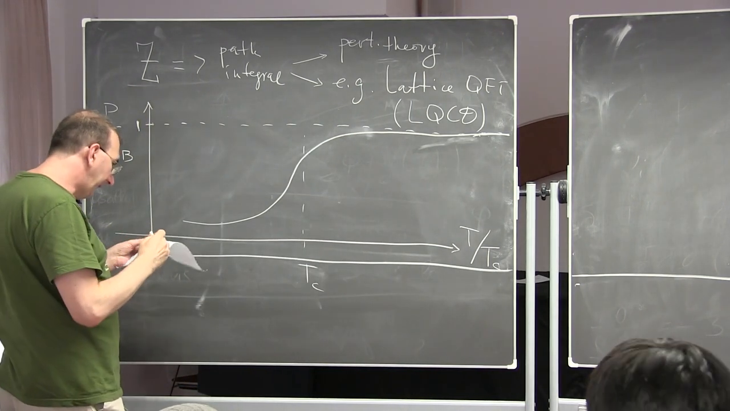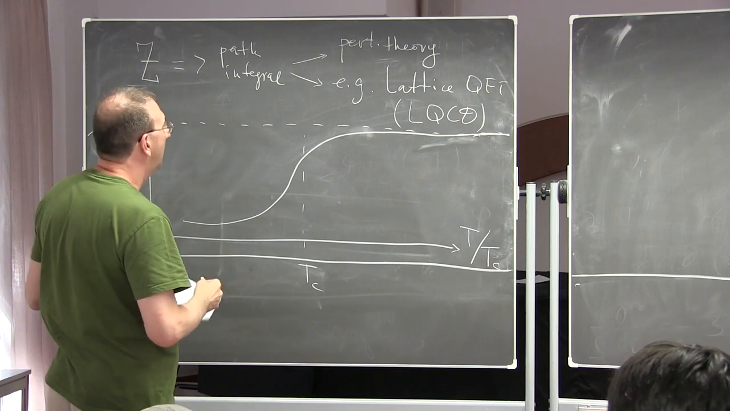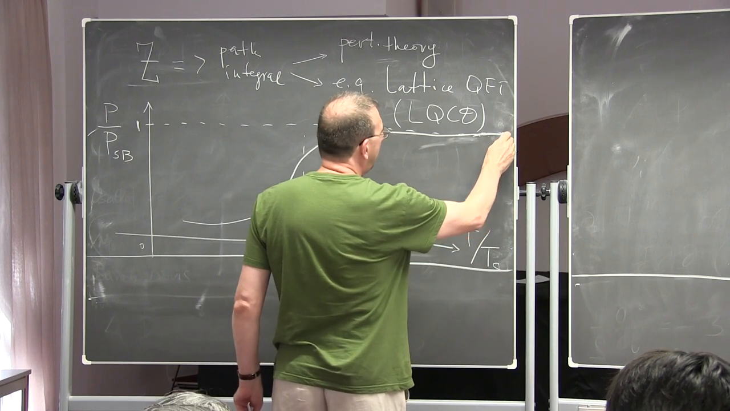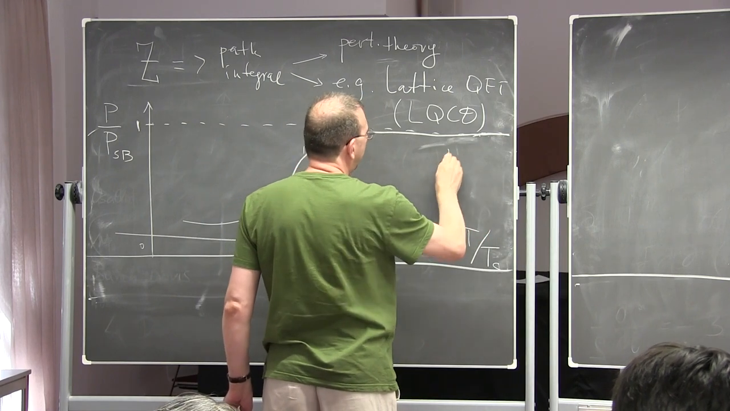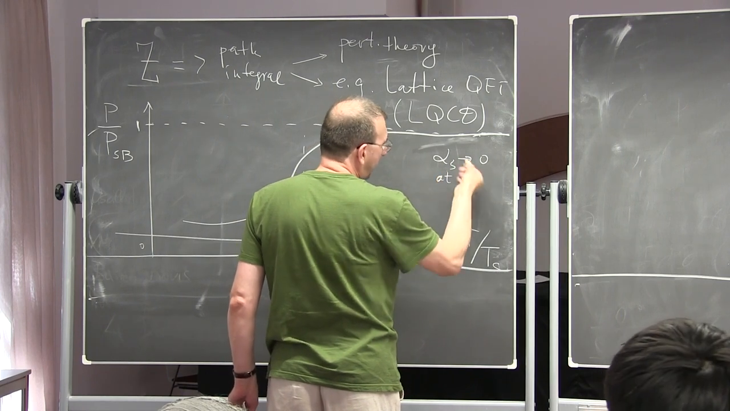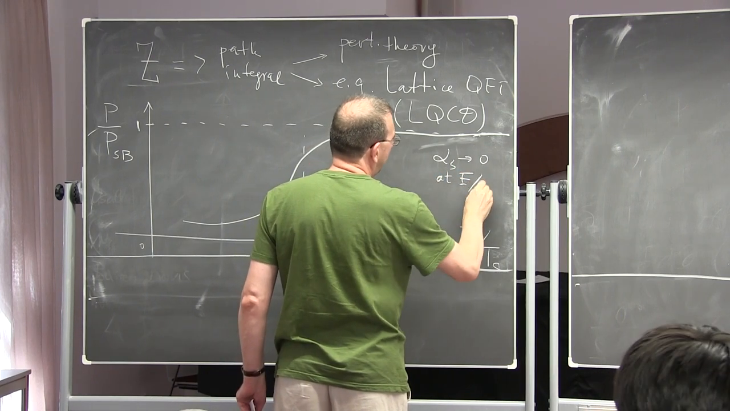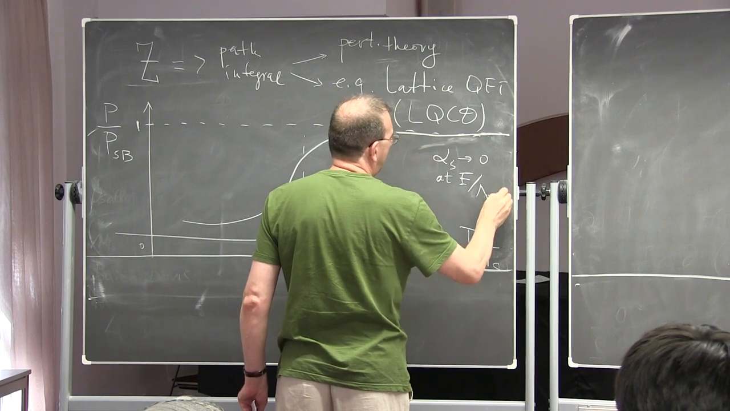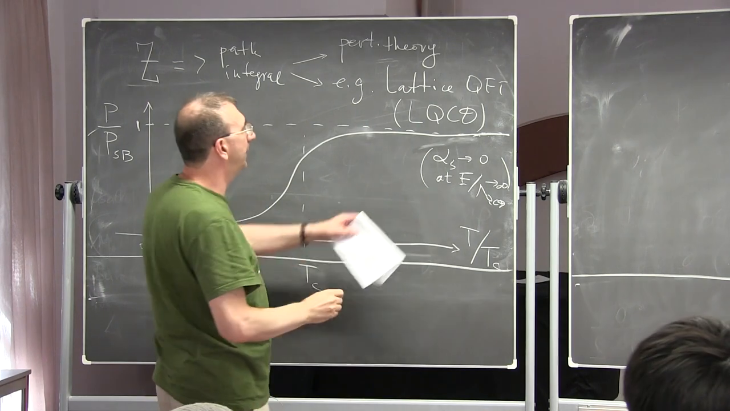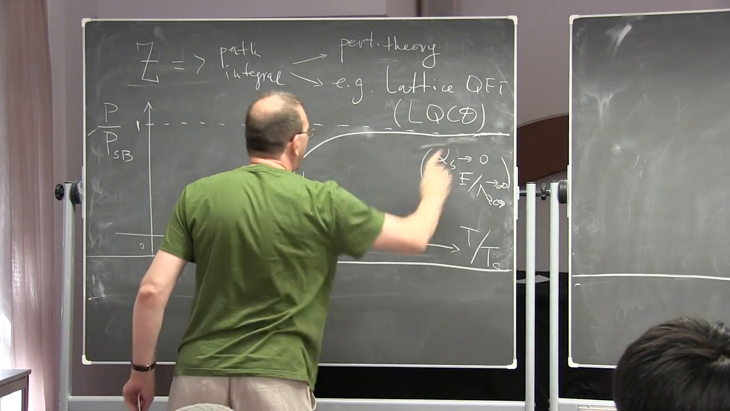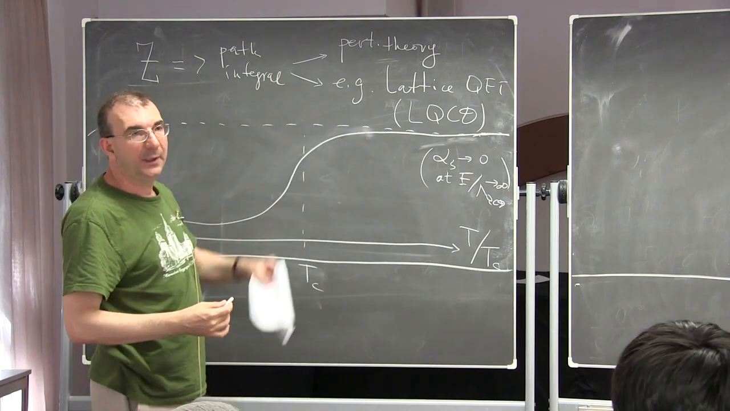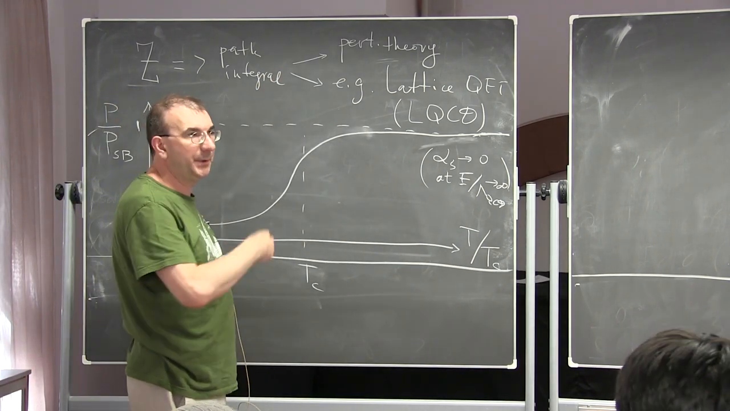I stress that we know that here, because of asymptotic freedom, alpha S goes to 0 at super high temperatures or super large energies. So this is asymptotic freedom in QCD, and therefore we know what happens here. Now, the rest is a combination of these two approaches. One of them is the perturbation theory approach, which is not entirely useless.